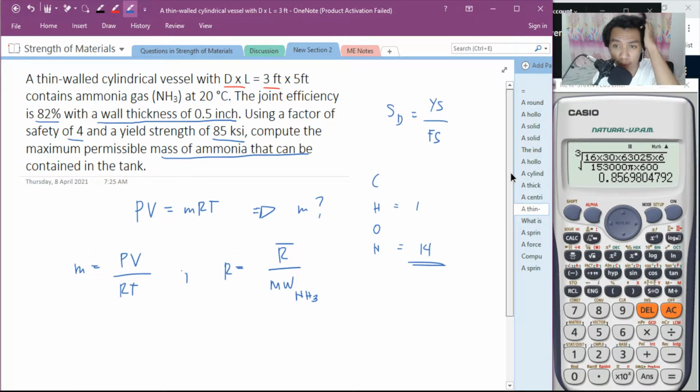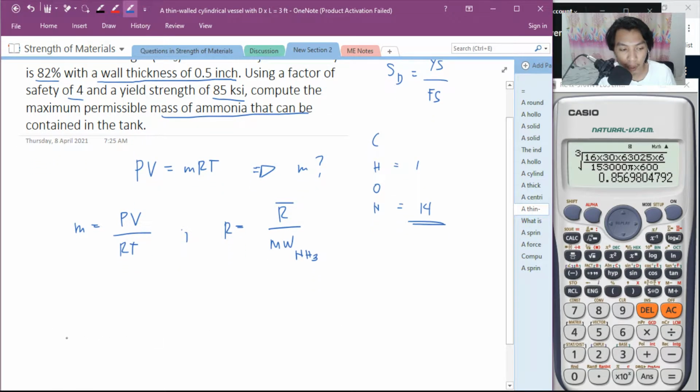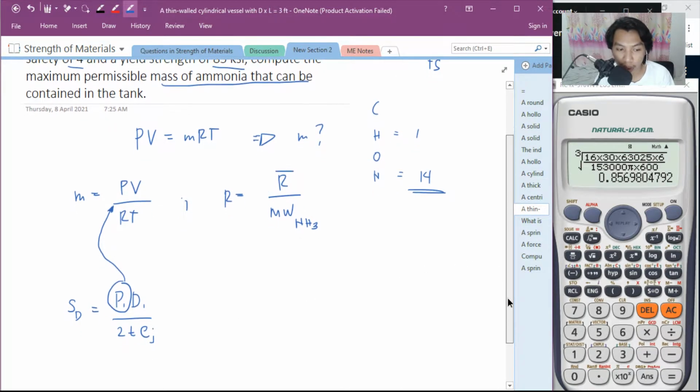Design stress is equal to yield stress over factor of safety. However, this is a thin-walled cylinder, and what we are looking for is the internal pressure. So the design stress is equal to PI DI over 2T, times the efficiency of the joint. We don't have the internal pressure, and that internal pressure is what we will use here. That is the pressure of the gas. Now, we can solve that.